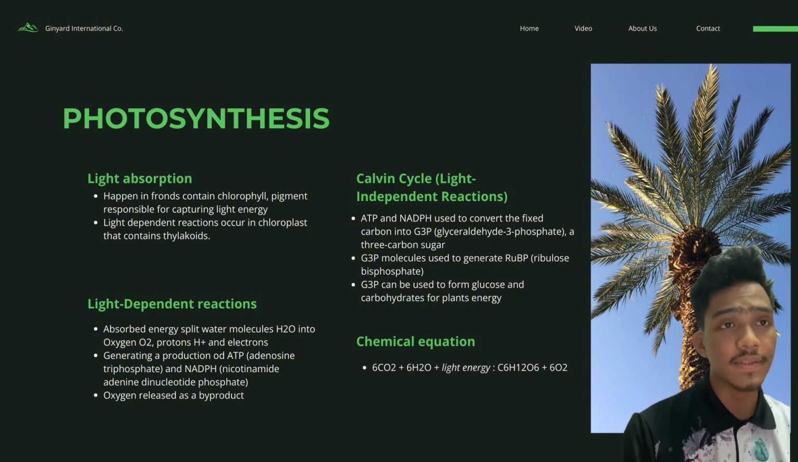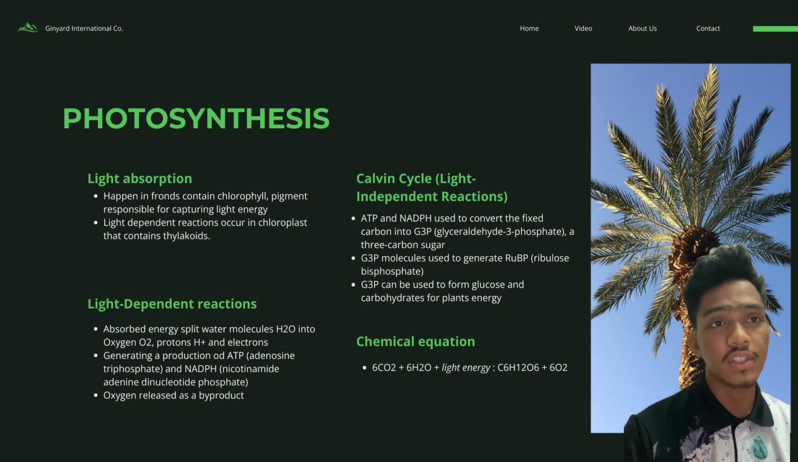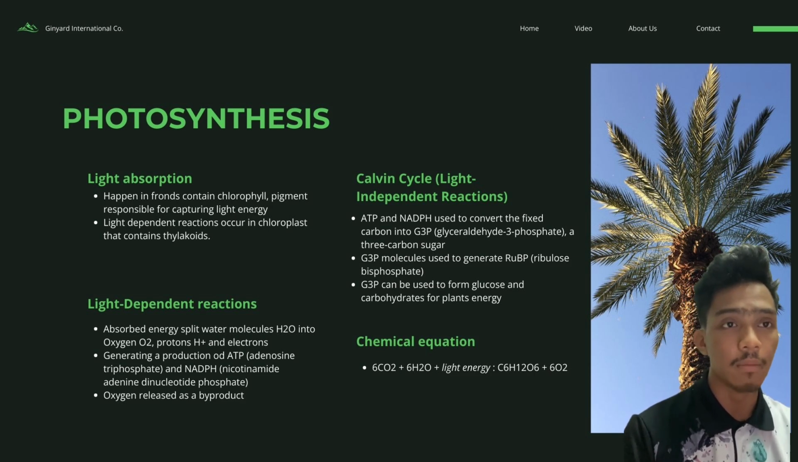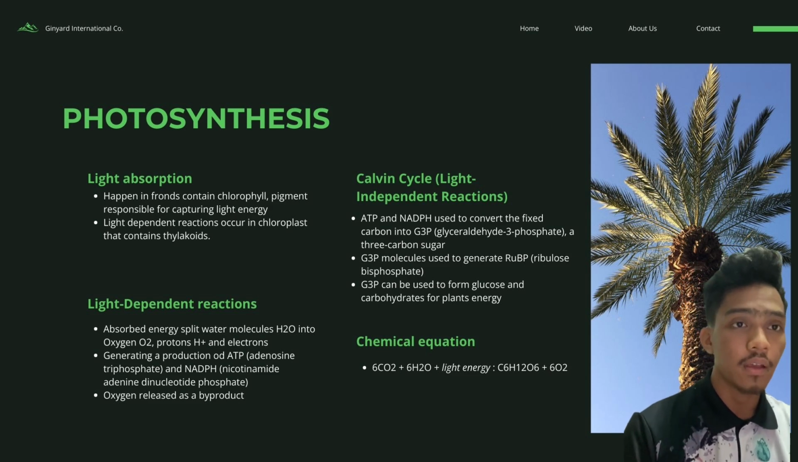The third process is the Calvin cycle or light-independent reaction. ATP and NADPH are used to convert the fixed carbon into G3P, a 3-carbon sugar. G3P molecules are used to generate RuBP or ribulose bisphosphate. G3P can also be used to form glucose and carbohydrates for the plant's energy. And then this is the chemical equation for the photosynthesis process.